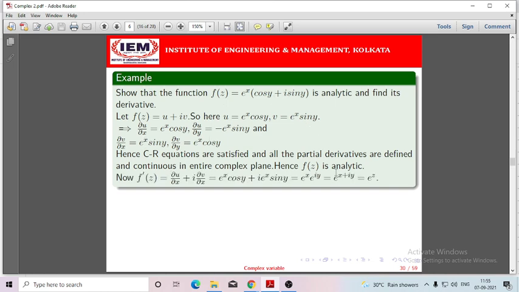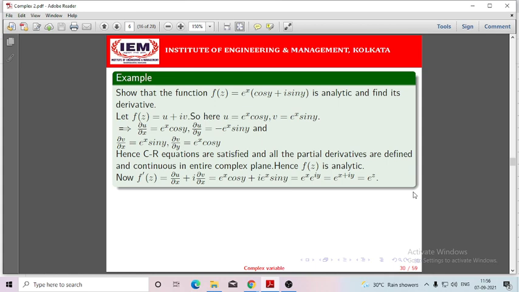Since the function is analytic, we can find the derivative by using this formula. The derivative f dash z is del u del x plus i del v del x, which equals e to the power x cos y plus i e to the power x sin y, that is e to the power x into e to the power iy. Because if you take e to the power x common, that will be cos y plus i sin y. So by Euler's theorem, that is e to the power iy. So that is e to the power x times e to the power iy, which is e to the power z. So the derivative in terms of z will be e to the power z.